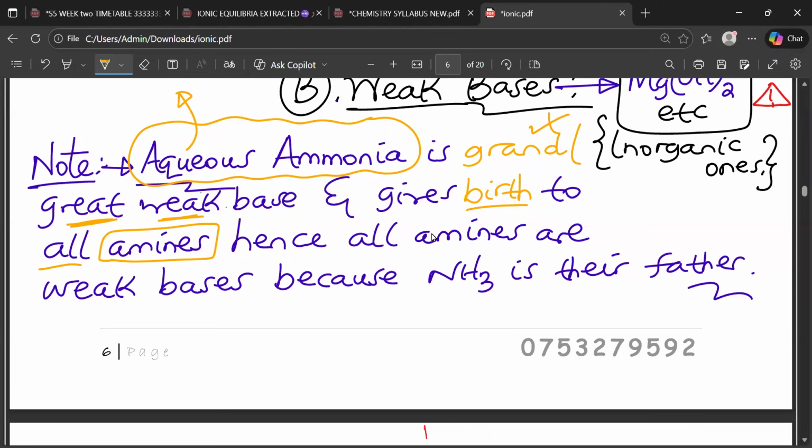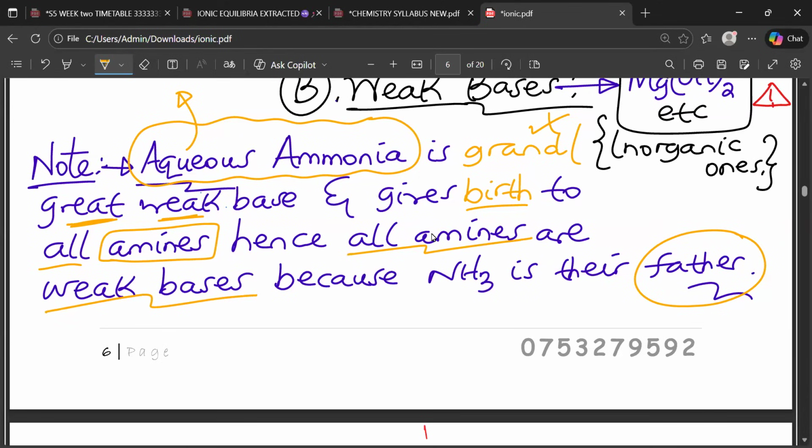That means that because of genetics, because ammonia is their father, they also take the father's trait, which trait is being a weak base. So all amines are also weak bases. We are just supposed to find out how amines are generated and how they look.